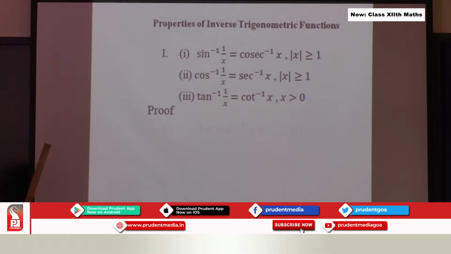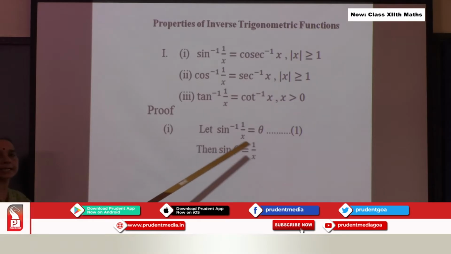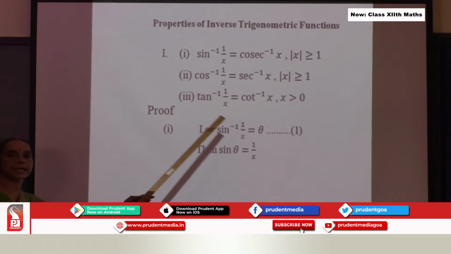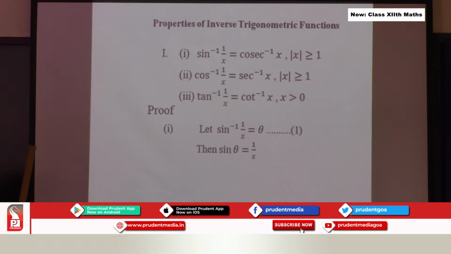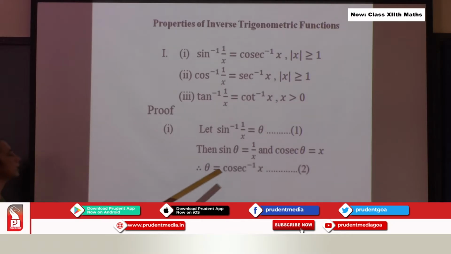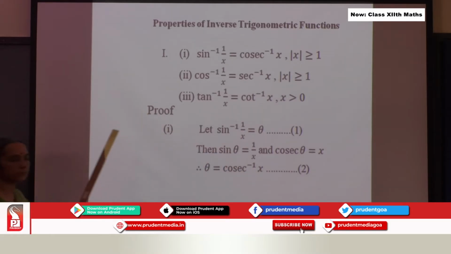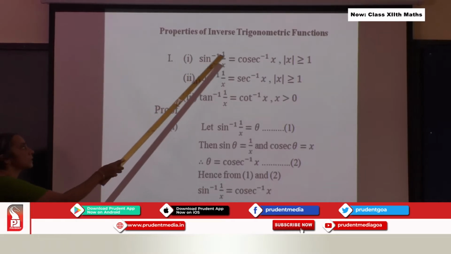The proof of the first one: sin inverse of 1 by x is theta. Then sin theta is 1 by x. You know the relation between sin theta and cosec theta: they are reciprocal to each other. Then cosec theta is x, so theta is cosec inverse of x. So from 1 and 2, both are theta, and we get sin inverse of 1 by x is cosec inverse of x. That is the proof of the first one.